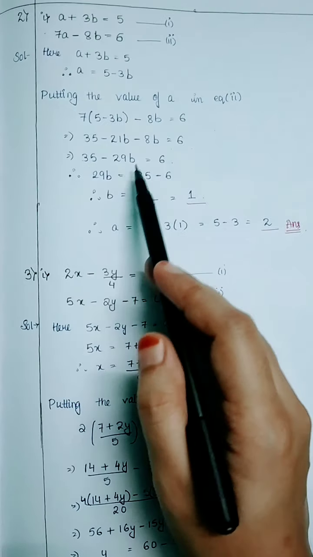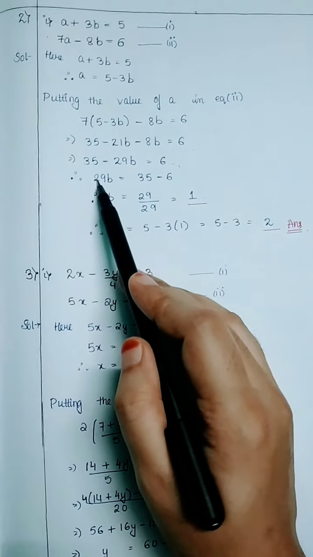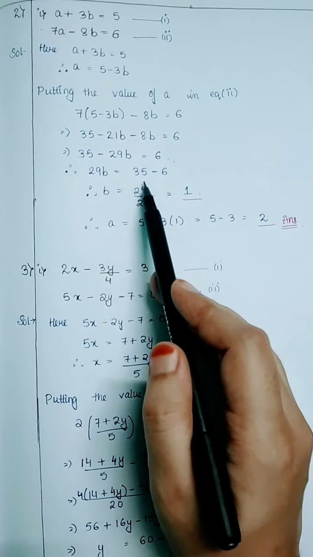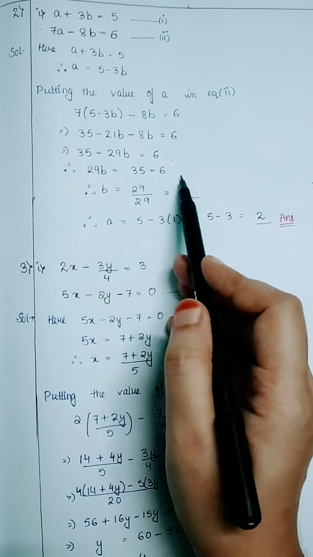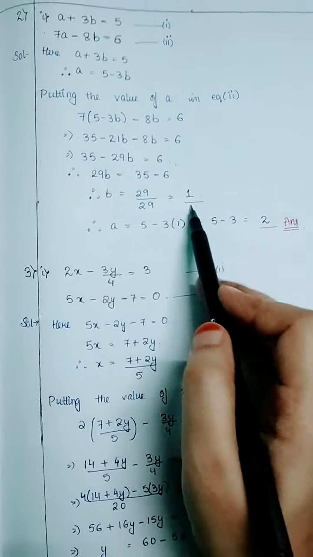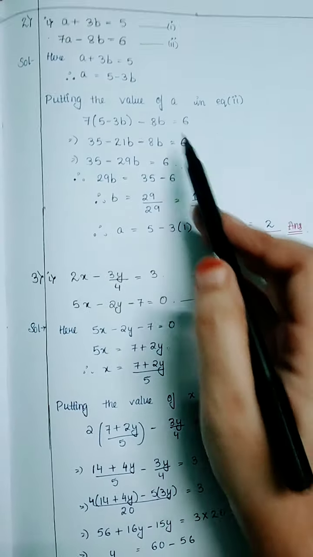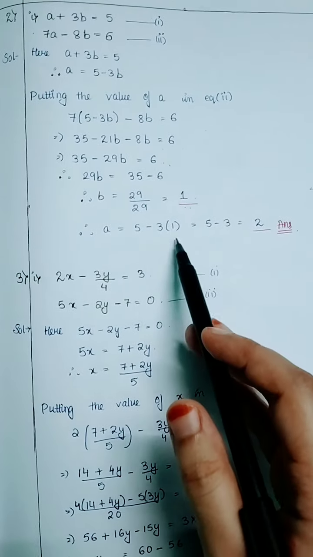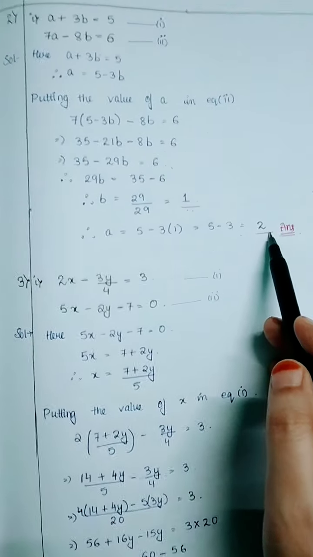Then 29b will be shifted to the other side, so it will become positive, and this number will be shifted to this side, so it will become negative. So 35 minus 6. Now 35 minus 6 is 29, so 29 by 29 is equal to 1. So we have got the value of b. So we'll put the value of b in this equation and we'll get the value of a. So a will be 5 minus 3, that is equal to 2.